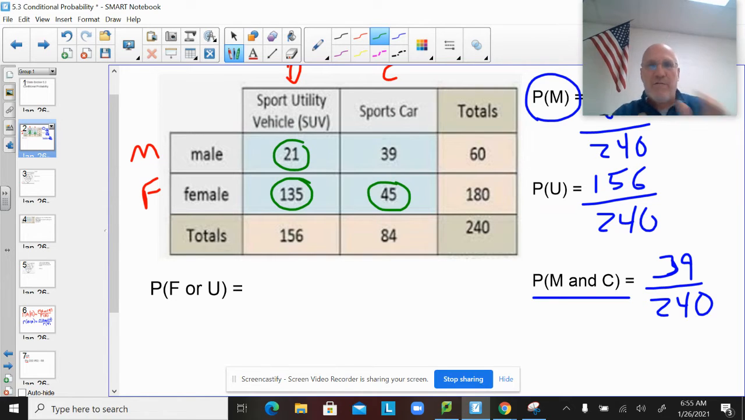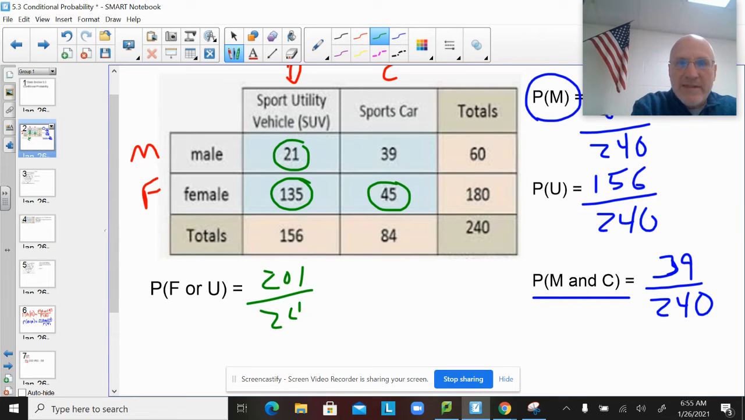I would argue that of my four actual numbers, including my totals, those three numbers are either female or SUV. If I add those three numbers together, I get 130, 180. I think I get 201 out of 240. That's absolutely the right answer to that question.